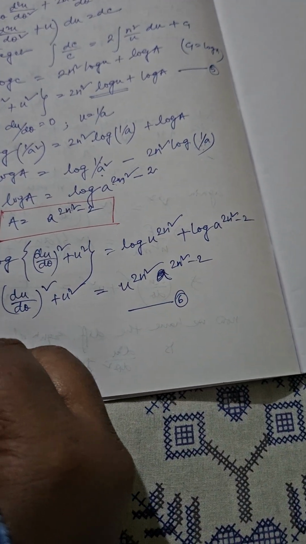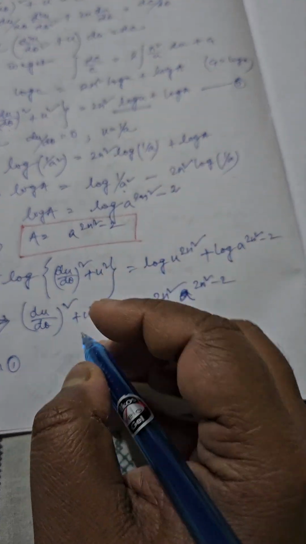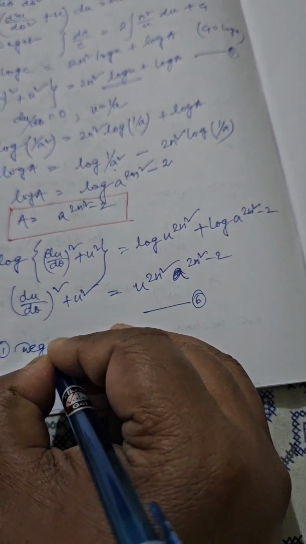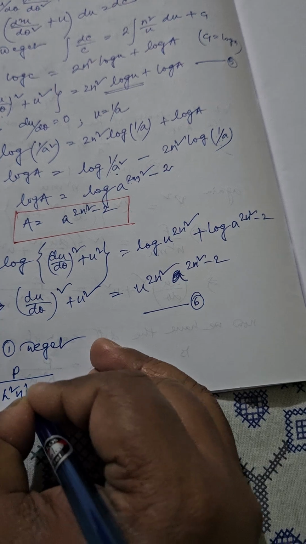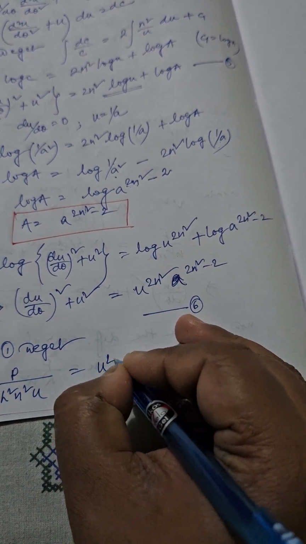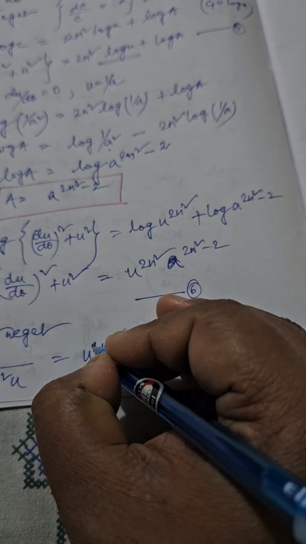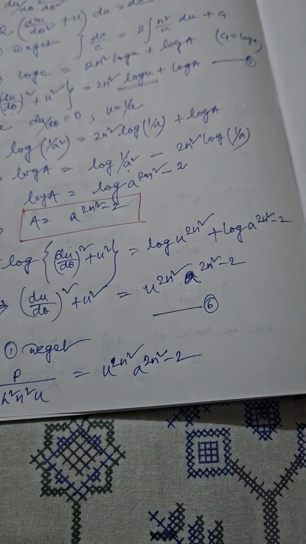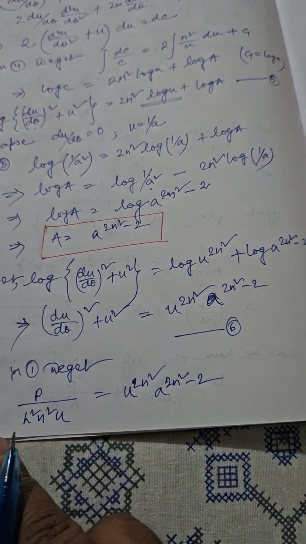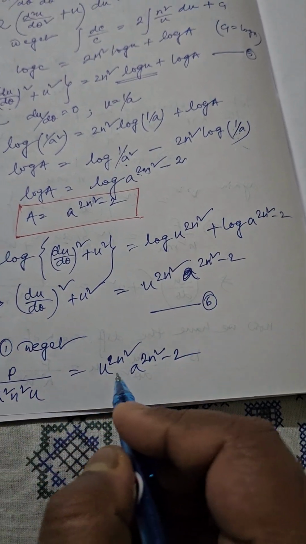So using 6 in 1, we get P by h square n square u, that is equals to u to the power 2n square, then a to the power 2n square minus 2. Now from here you can easily find out the expression for P. Just multiply this expression.